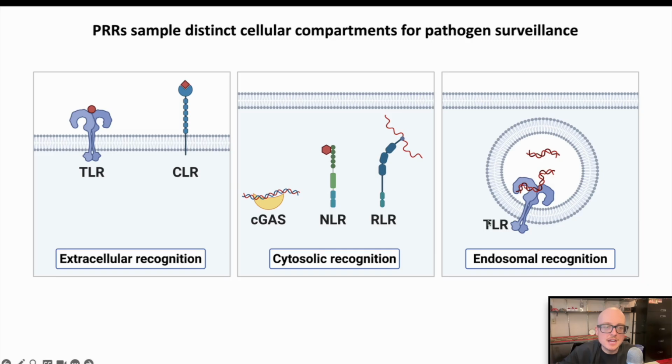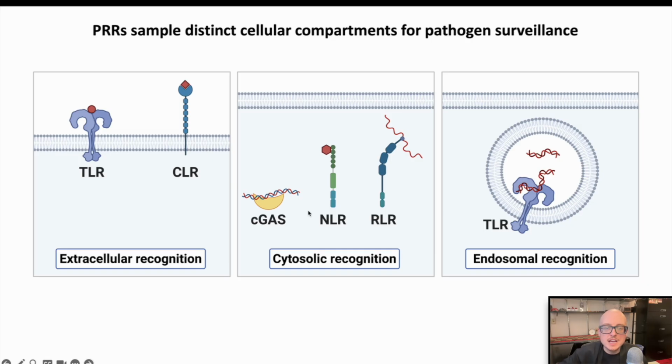So for example, we have particular pattern recognition receptors that are expressed in the plasma membrane and are available to bind to PAMPs, pathogen-associated molecular patterns, that we find in the extracellular environment. And this, for example, would be useful for detecting PAMPs associated with extracellular bacteria and maybe funguses.